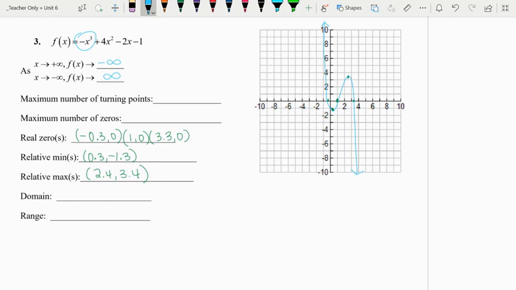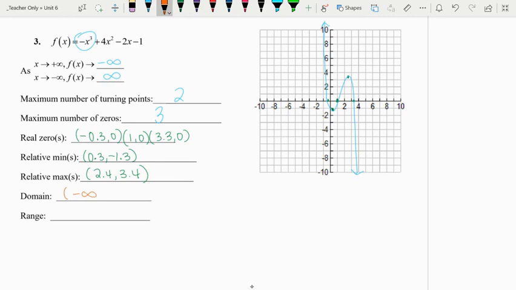Still, our maximum number of turning points is 2 right now. Remember, it's not always going to be 2. It's your degree minus 1. Same thing with zeros. It's going to be 3 again because our degree is 3. We do have all 3 zeros, but you don't always have them. Sometimes they're imaginary. Your relative min and relative maxes are there.